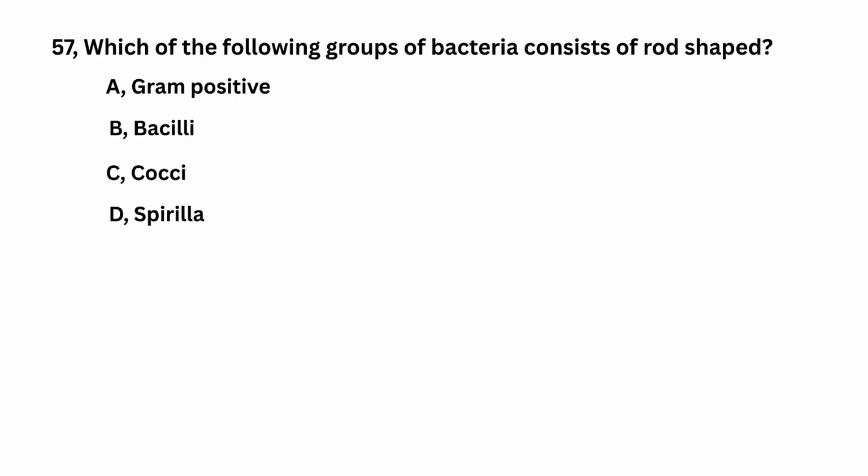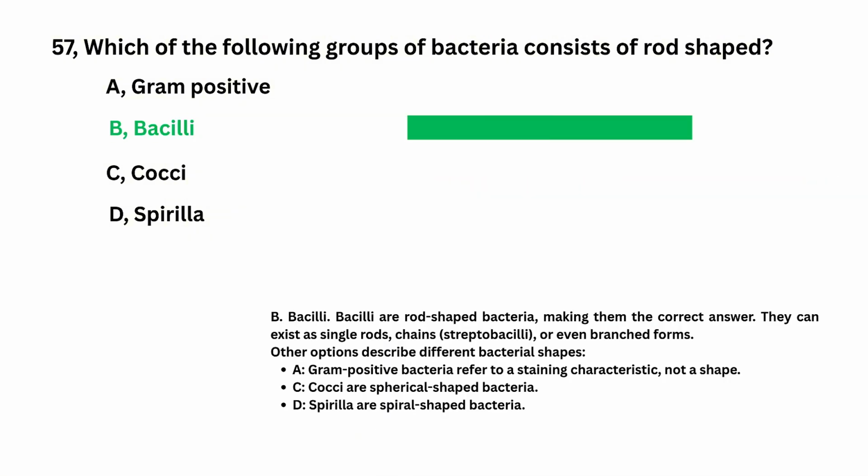Which of the following groups of bacteria consists of rod-shaped? Gram-positive, Bacillus, cocci, Spirilla. Bacillus is the answer.